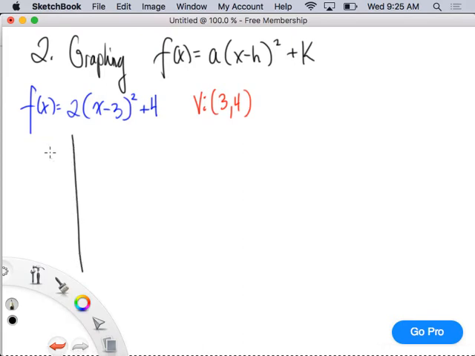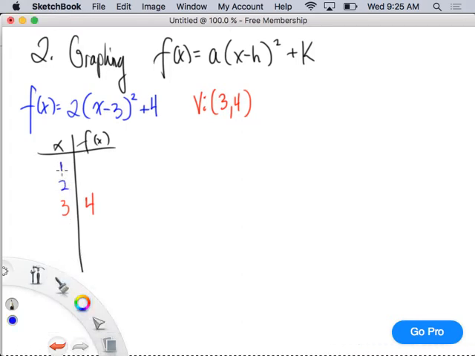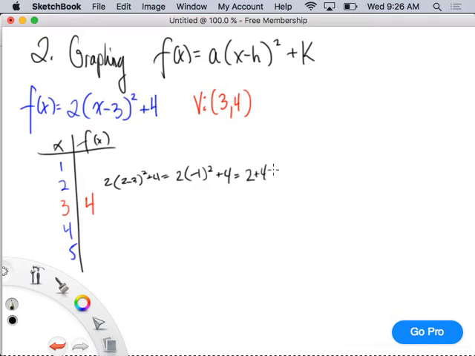Once I have the vertex, I create my t chart here, x and f of x. (3, 4). Go 1 down, 2, and 1 up, 4, 5. And all I have to do is plug it in. 2 times (2 minus 3) squared plus 4 equals 2 times (2 minus 3 is negative 1) squared plus 4. Remember, show all your work because it helps you to get the right answer. Negative 1 squared is 1, so it's 2 plus 4 equals 6.